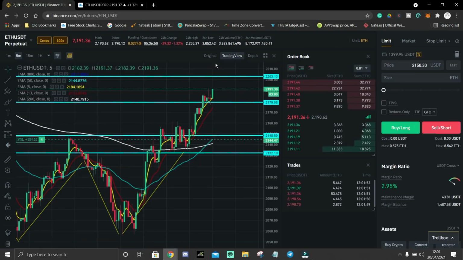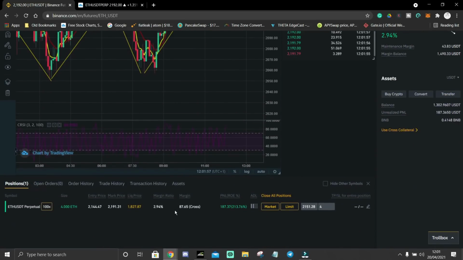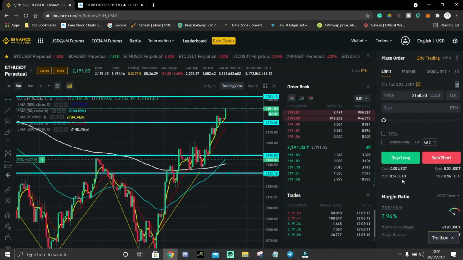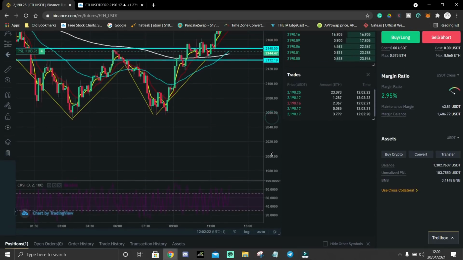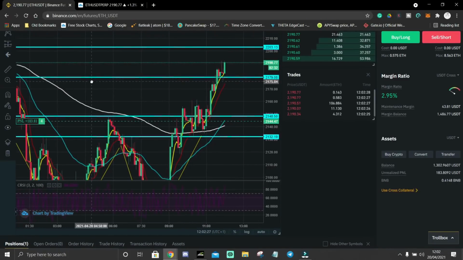Now, looking at the position itself, my margin was 87, 2.94%, and that's my return so far, which is not bloody bad. I have used pretty much the majority of the position on the leverage, but my liquidation is 1,827. That would invalidate everything. But right now, I'm just waiting for her to hit this projection point up here.